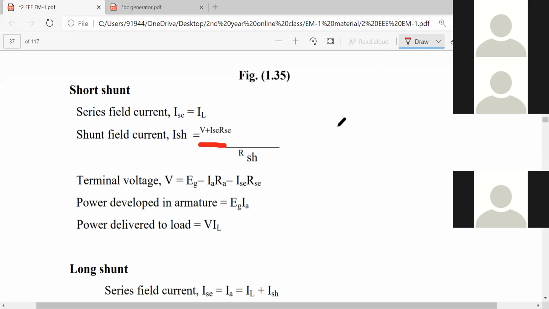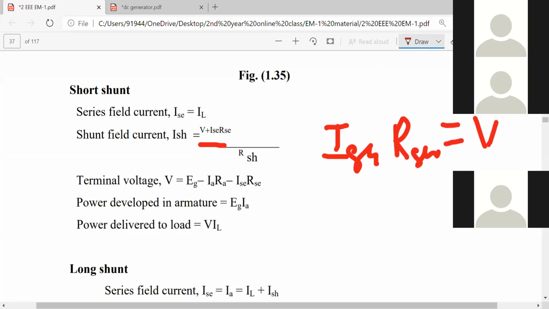Equation ఎలా రాయొచ్చు అంటే ISH into RSH equal to V plus I series R series. Shunt field current equal to total voltage by this value.